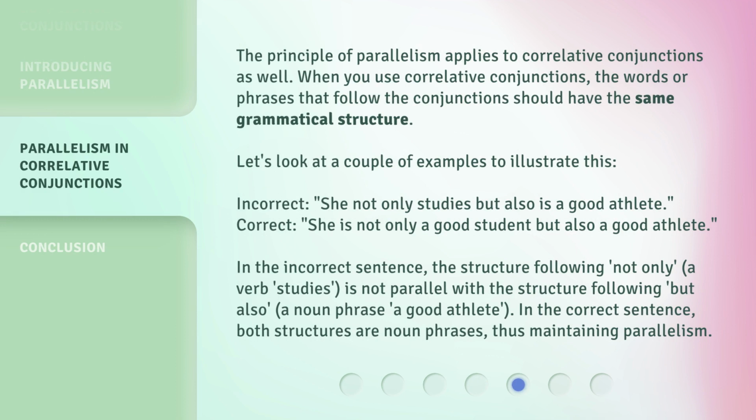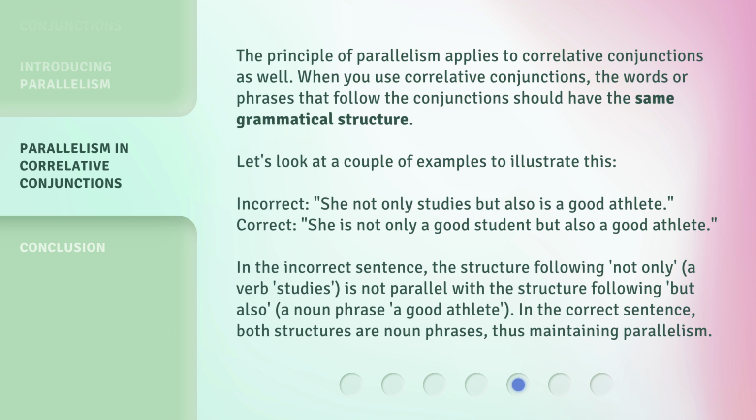The principle of parallelism applies to correlative conjunctions as well. When you use correlative conjunctions, the words or phrases that follow the conjunctions should have the same grammatical structure. Let's look at a couple of examples to illustrate this. Incorrect: "She not only studies but also is a good athlete." Correct: "She is not only a good student but also a good athlete."